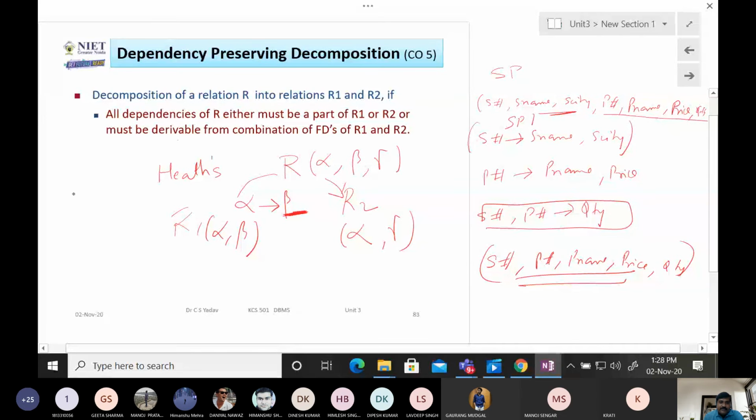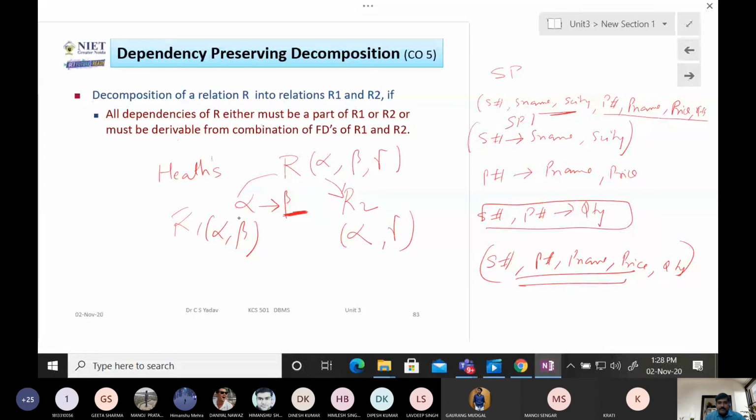Closure of an attribute is very important, and so is the canonical cover of an FD set. Why? Because finding the closure of a given FD set is very difficult. So through the canonical cover, we identify whether these two sets are equivalent or not.